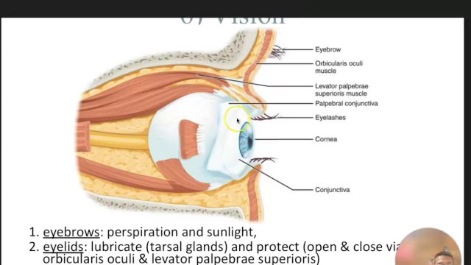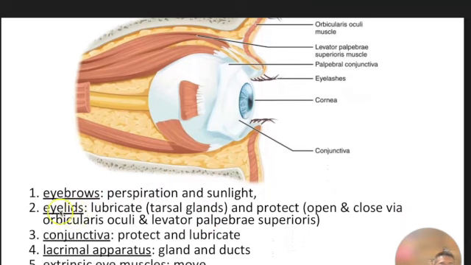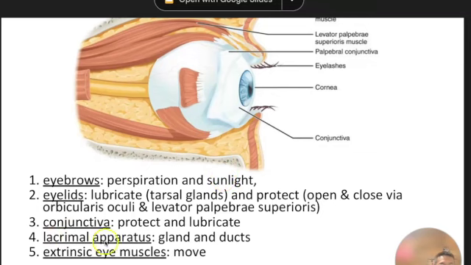Okay. So the eyebrows on top, we all know where that is. The eyelid, it lubricates. Okay, when you close your eyes. Conjunctiva covers the white part of the eye. Okay, also protects and lubricates. Lacrimal apparatus. Lacrimal gland is for your tears. Okay, and the extrinsic eye muscle is to help you move.